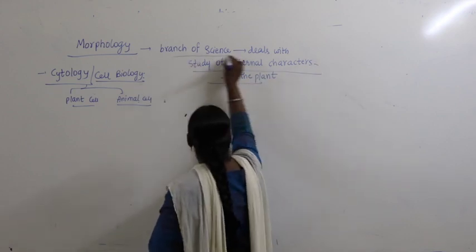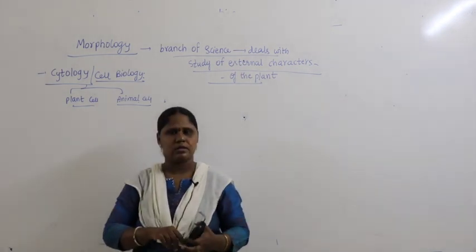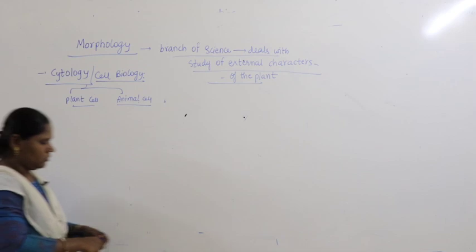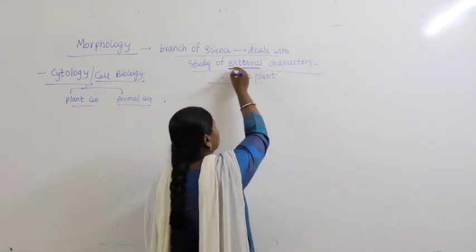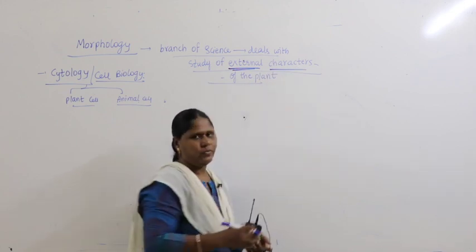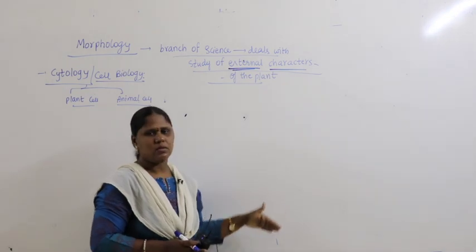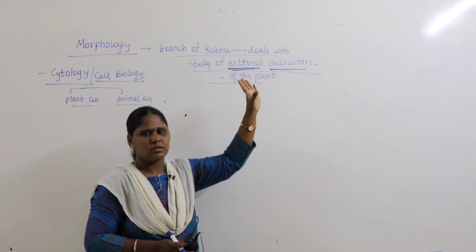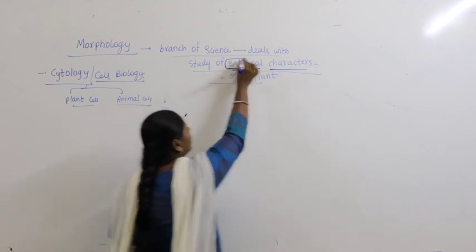So mainly here what we talk about is the study of external characteristics of the plant. So here, what we mainly need to understand is the external characteristics of the plant. Whenever you take a plant for the study, for the complete analysis, if you look for mainly external characters, what are the external characters of the plant?